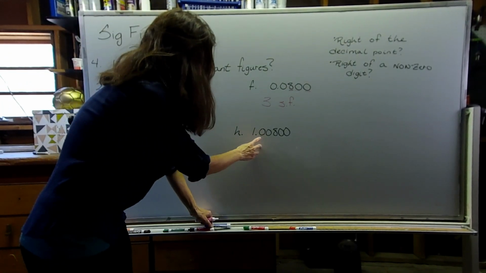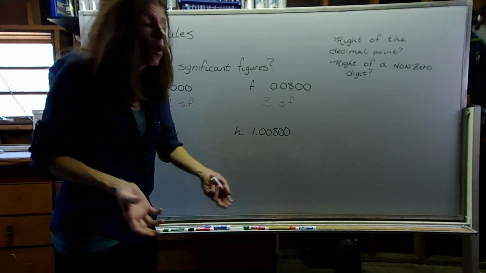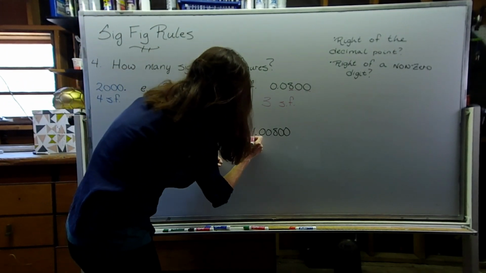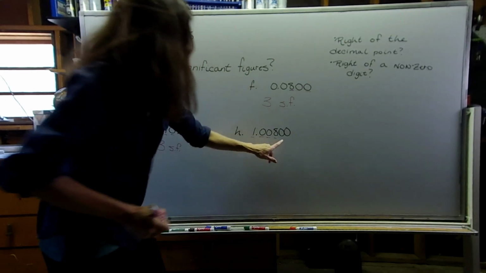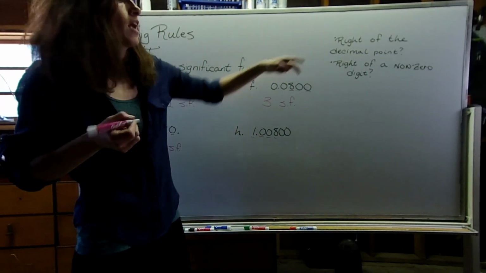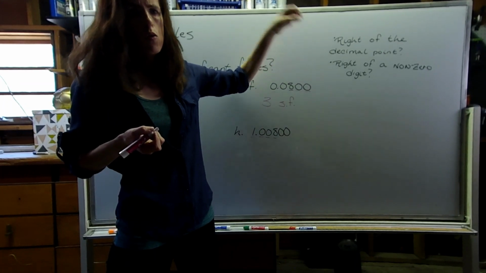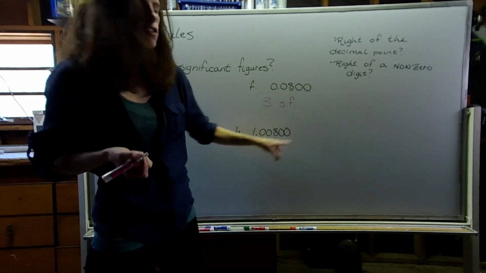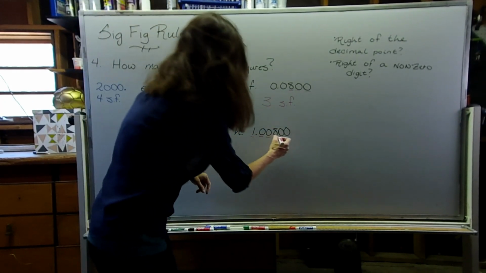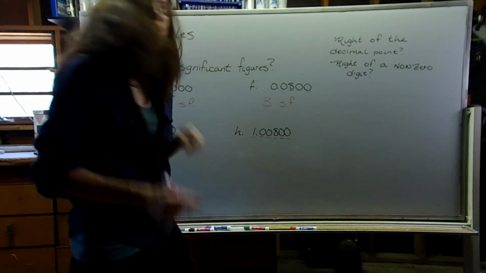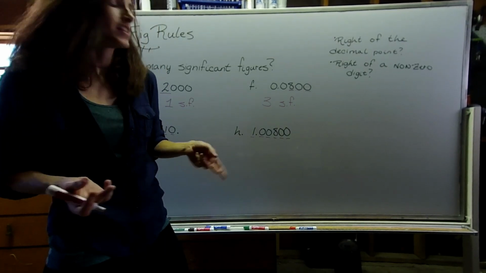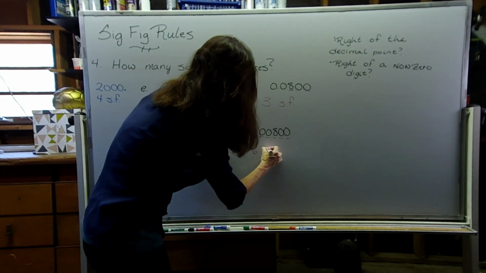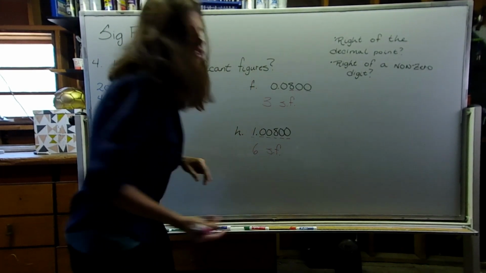Here, sandwich zeros always count, right? They're in between two non-zeros. So yes, yes, yes, yes. And then we have these trailing zeros. And they do qualify because they're to the right of the decimal point and they're to the right of a non-zero digit. So with this crazy number here, every single value in that number is significant. 1, 2, 3, 4, 5, 6. So I'm looking at 6 sig figs for letter H.